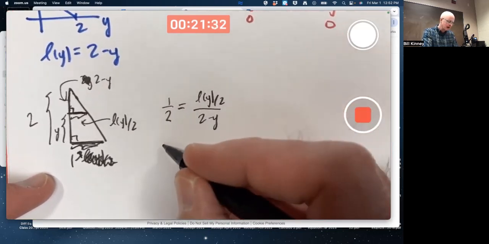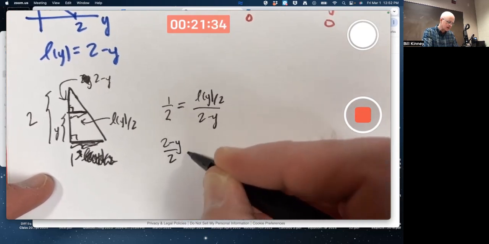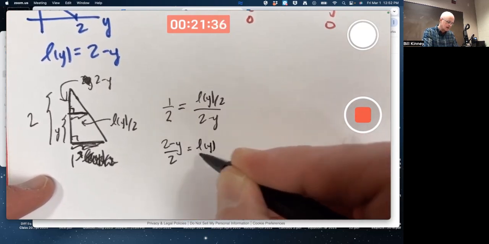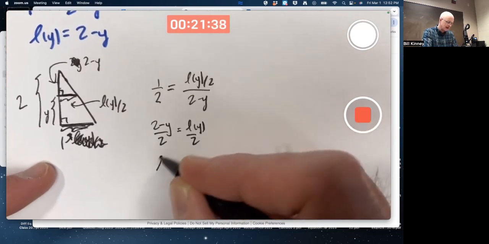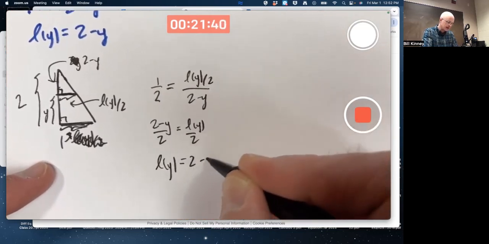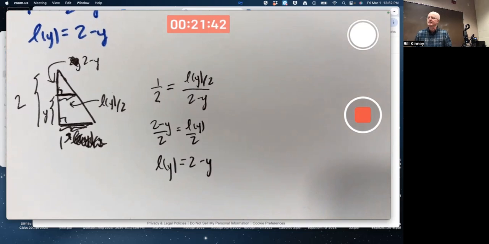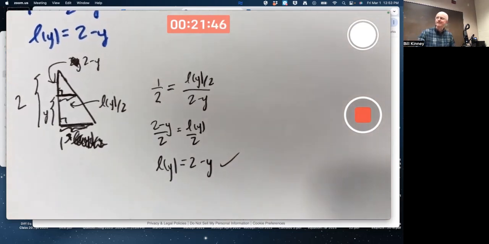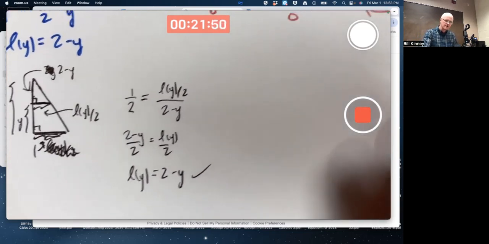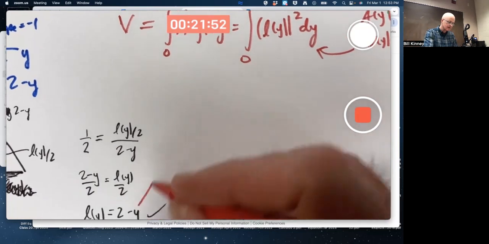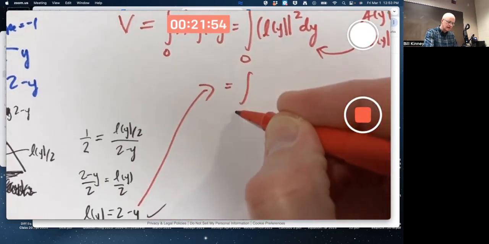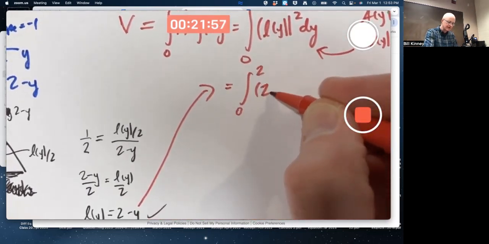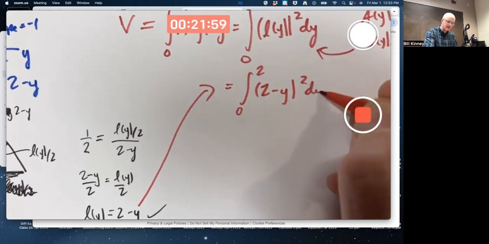Multiply both sides by 2 minus y. You'll get (2 minus y) over 2 equals L of y over 2. Multiply both sides by 2, you get L of y equals 2 minus y, just like I guessed. It worked. Go back up here now, do the integral. Integrate from 0 to 2 of (2 minus y) squared dy.